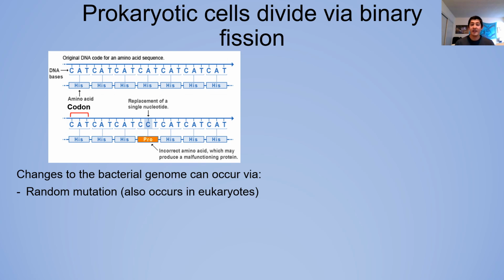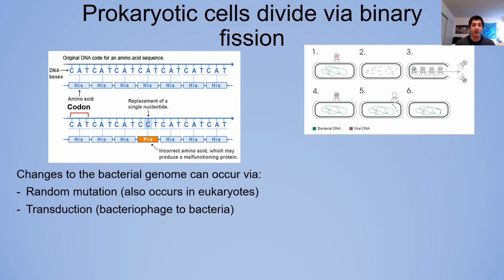And the effect that this can have is quite variable. It can be negative, where either the protein is no longer functional or it doesn't function as well as it should. It can be neutral, where you change that sequence but it still has the same amino acid. Or it can actually be advantageous in some scenarios. So maybe that protein operates just a little more efficiently and provides some sort of advantage. So random mutation is one way.